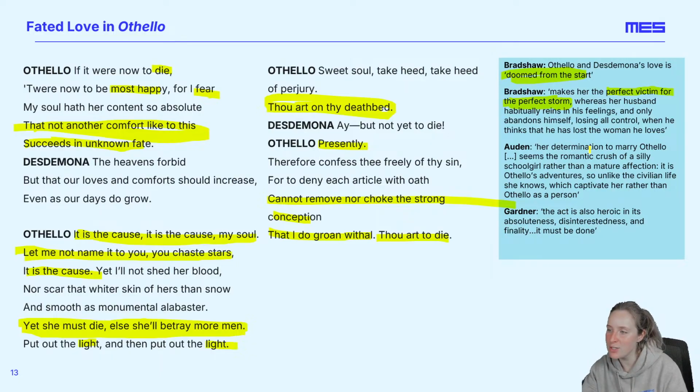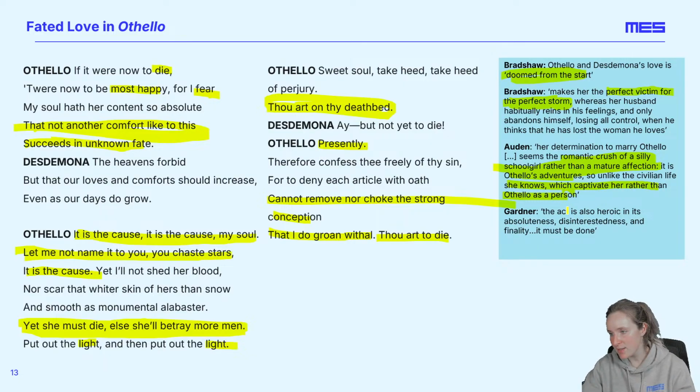Auden says her determination to marry Othello seems the romantic crush of a silly schoolgirl rather than a mature affection. It is Othello's adventures, so unlike the civilian life she knows, which captivate her rather than Othello as a person. So here could also prove what we've spoken about earlier, this idea that this is her not having a real affection for him either. Her not loving him, but loving the idea of him. So the relationship is doomed because they don't actually know each other, and thus this relationship can't survive.